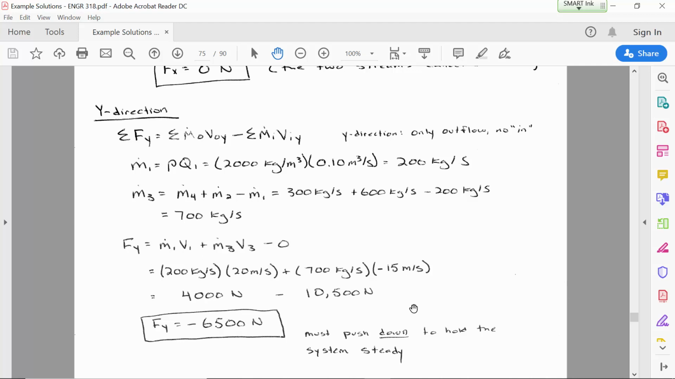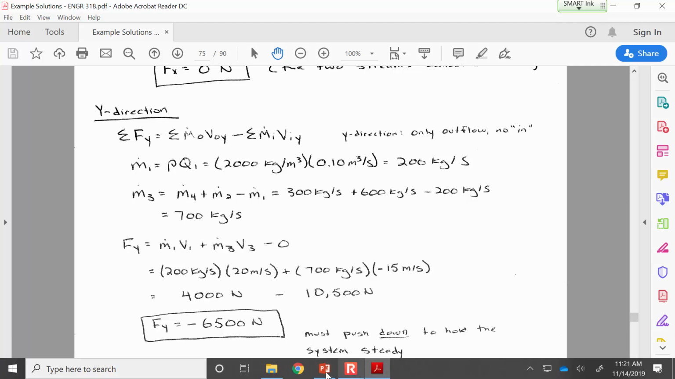So then, in the vertical, there's only outflow, no inflow. So if we look at the overall equation here, the second term won't apply. But then the two outflows have an additive effect. And so we just combine M1V1 with M3V3. And of course, since stream 3 is downward, we have to give a negative to the 15 meters per second velocity there.